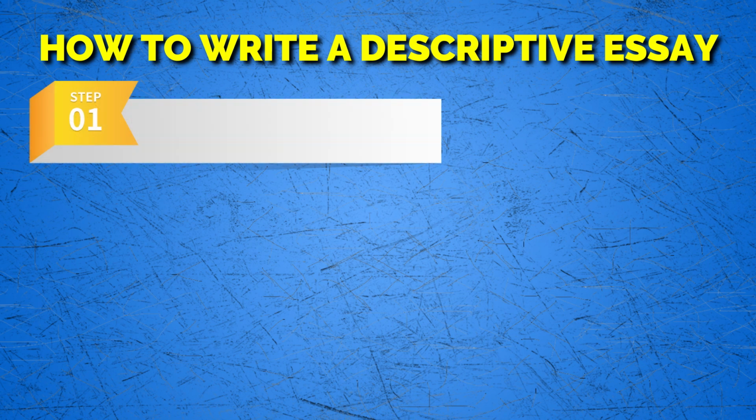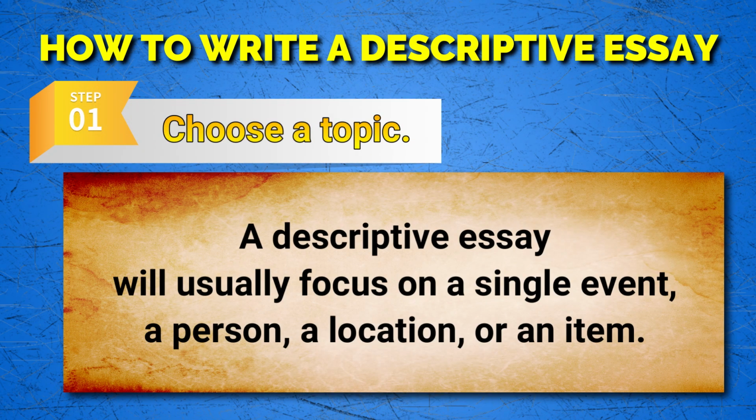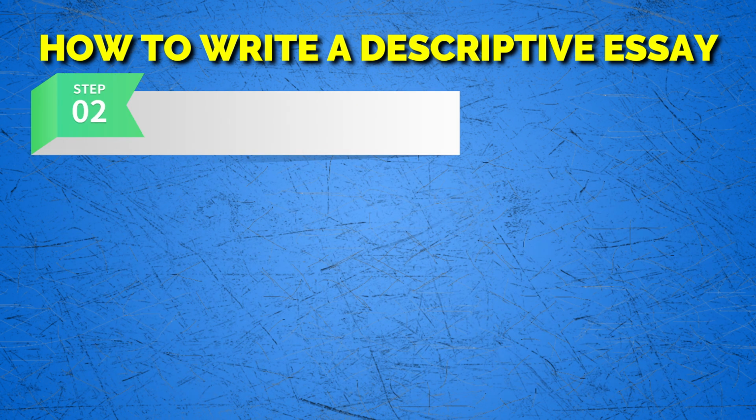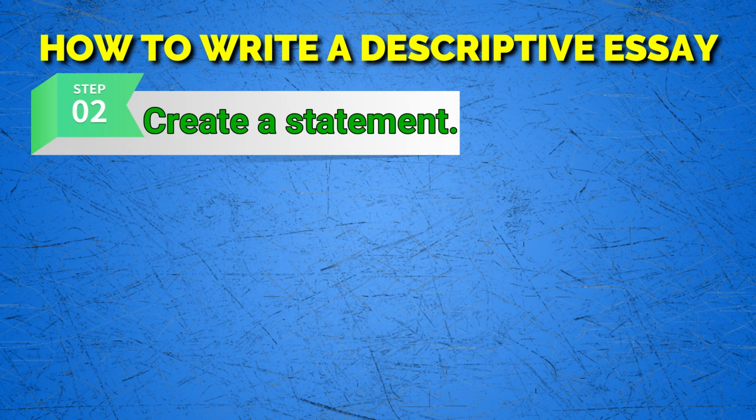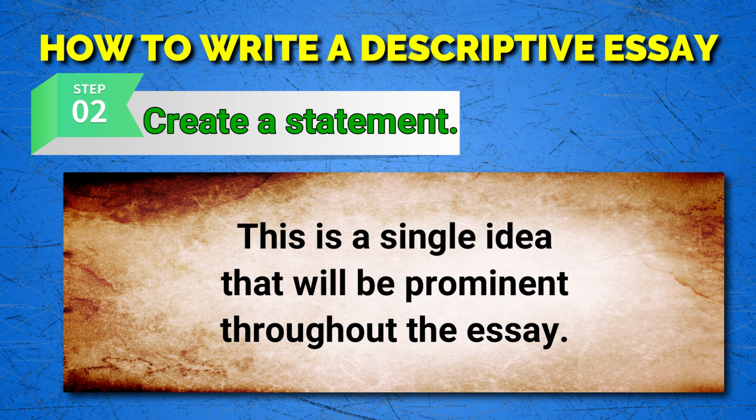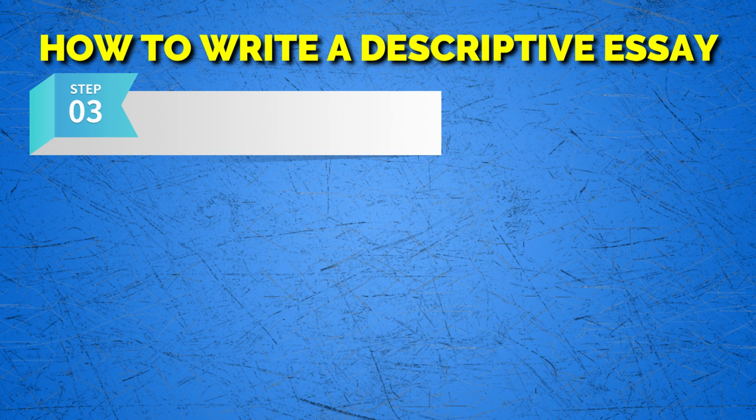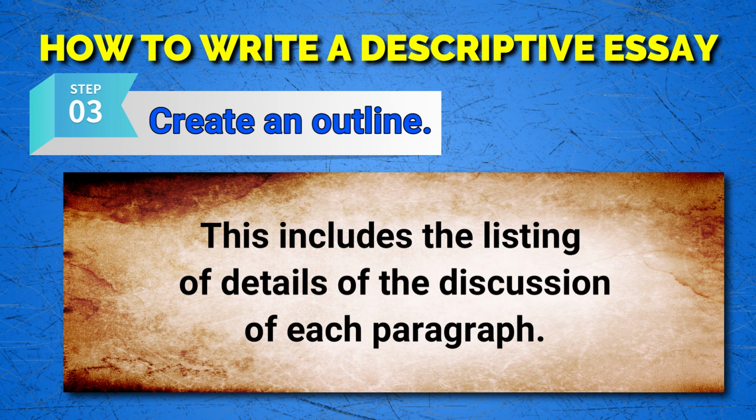Step 1. Choose a topic. A descriptive essay will usually focus on a single event, a person, a location, or an item. Step 2. Create a statement. This is a single idea that will be prominent throughout the essay. Step 3. Create an outline. This includes the listing of details of the discussion of each paragraph.